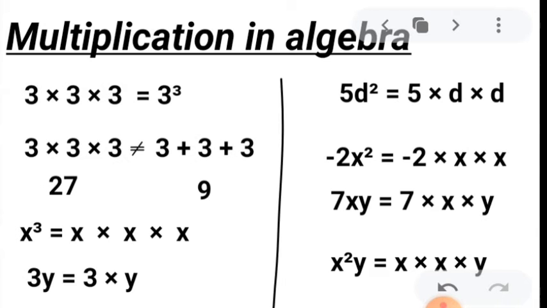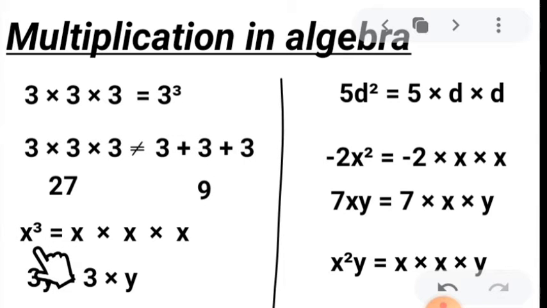Now we want to look at multiplication in algebra. When we are multiplying, 3 times 3 times 3 means 3 raised to the power 3. 3 times 3 times 3 is not equal to 3 plus 3 plus 3. Look at it carefully. 3 times 3 is 9. 9 times 3 is 27. But 3 plus 3 is 6, and 6 plus 3 is 9. So 3 raised to the power 3 is not equal to 3 plus 3 plus 3.